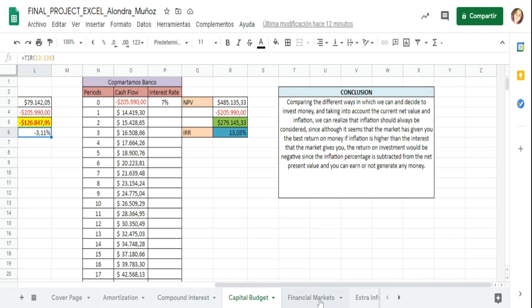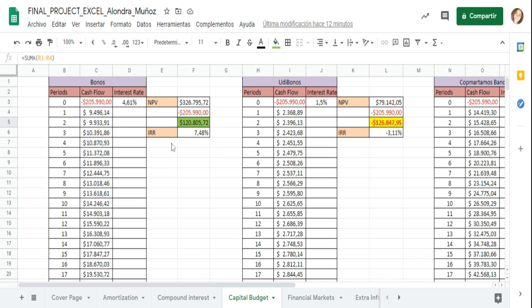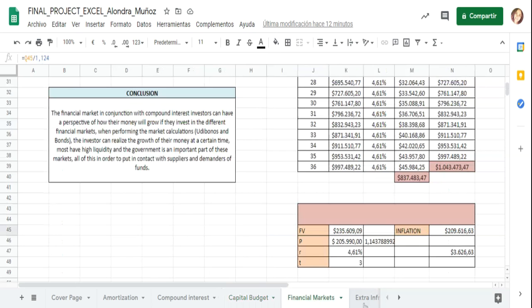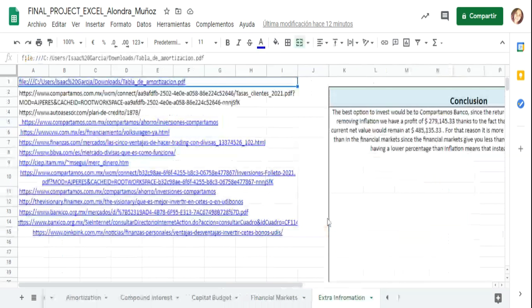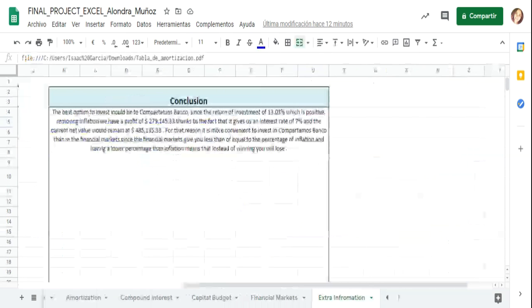That's why it is important, and that's why I chose Compartamos Banco, because it gives you a return on investment of 30.03% and gives you more money. And as a conclusion, we could say that the best option to invest will be Compartamos Banco.